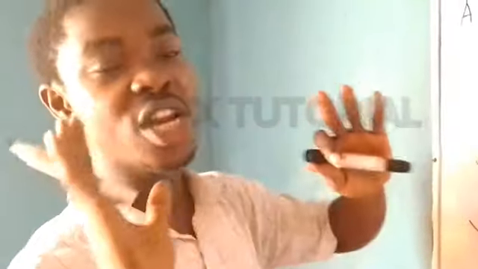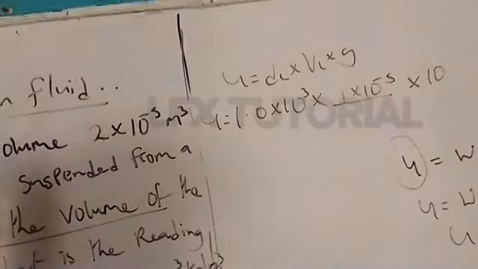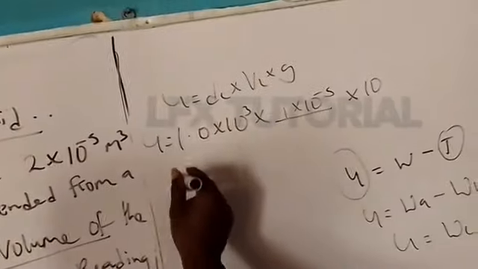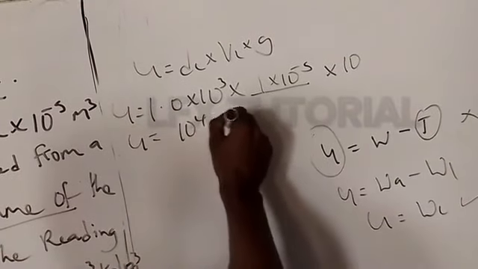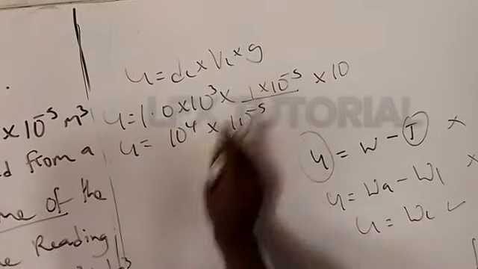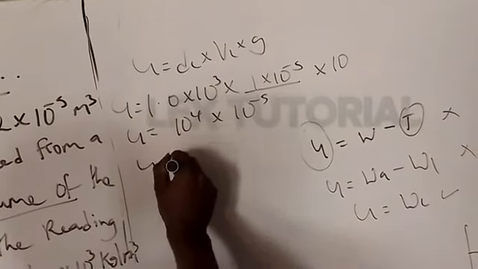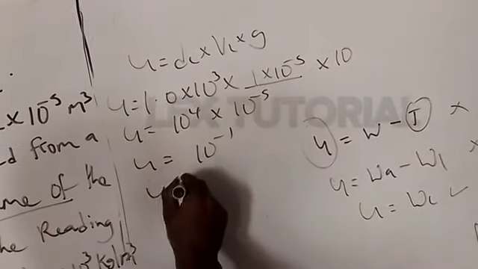So the volume of the liquid that will be displaced upward will be half of the volume of the block, and that is half of 2 times 10 to the minus 5, and divided by 2 gives me what? 1 times 10 raised to the power minus 5. So if I multiply this, I will have upthrust equal to 10 raised to the power 4 multiplied by 10 raised to the power minus 5. And if I do that, upthrust is equal to 10 raised to the power minus 1.